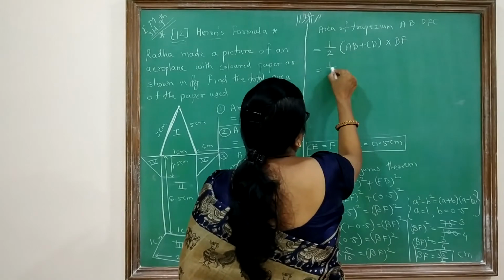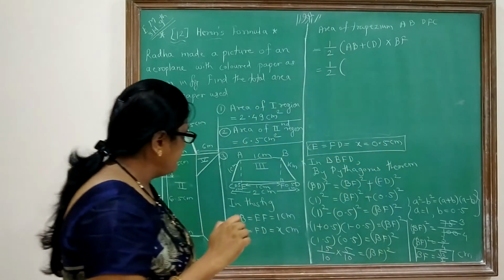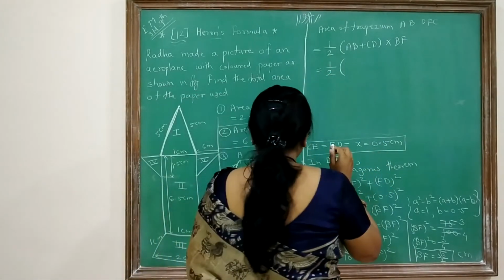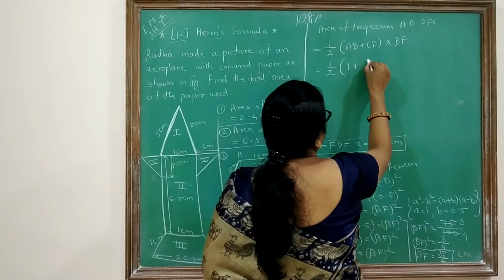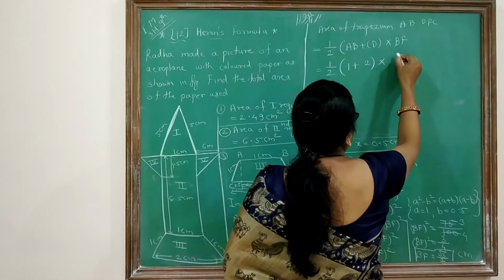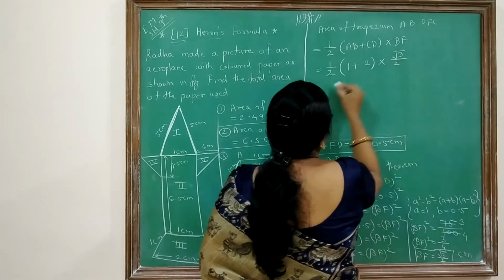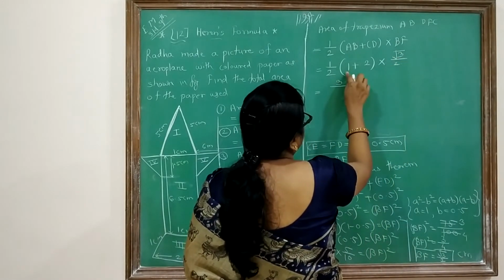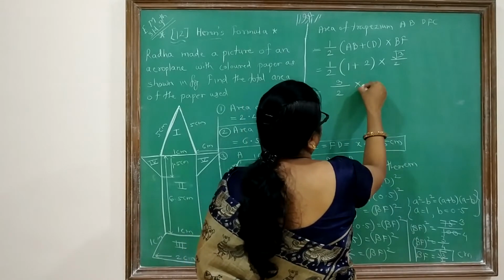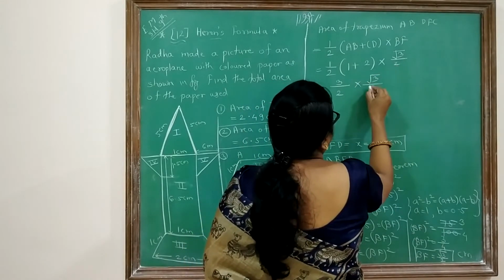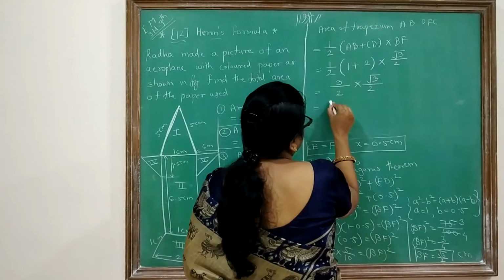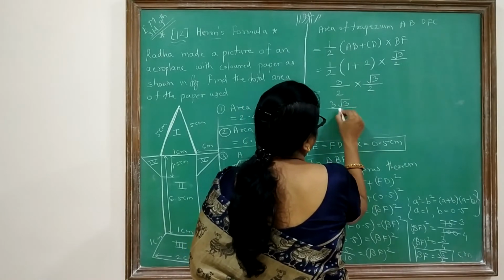Then put the values, that is 1/2. What is AB value? AB value is 1 centimeter and CD is 2 centimeter. Means 1 plus 2 multiplied by BF. Then what is BF value? Root 3 by 2. Then calculate. 1 plus 2 is 3, so 3 by 2 into root 3 by 2. Then 3 root 3 by 4.